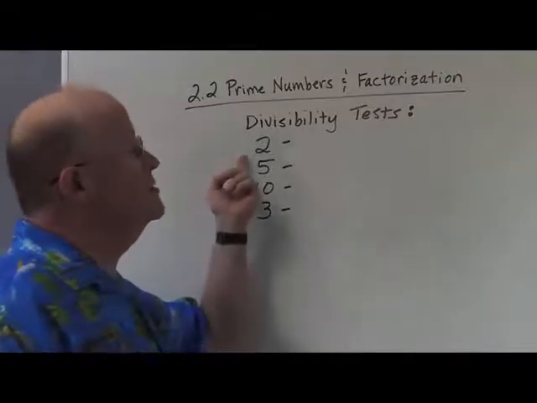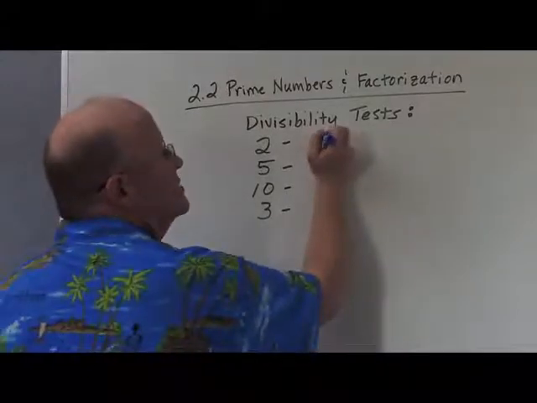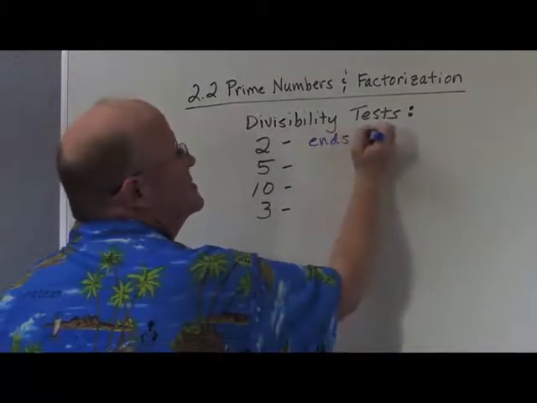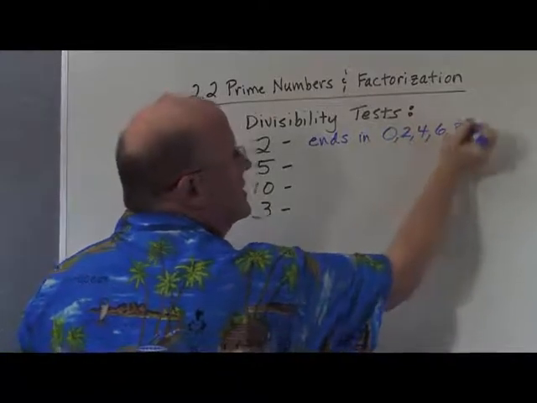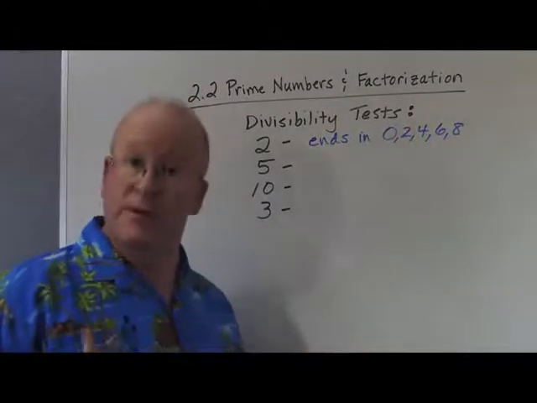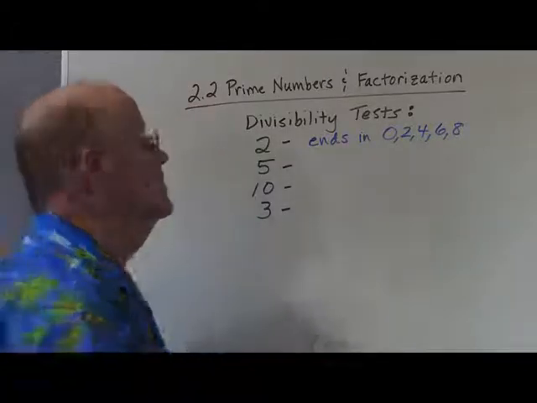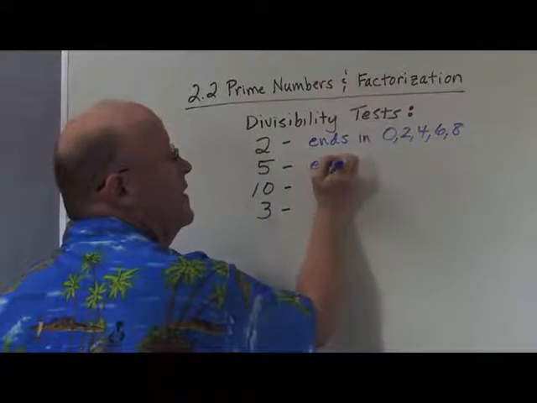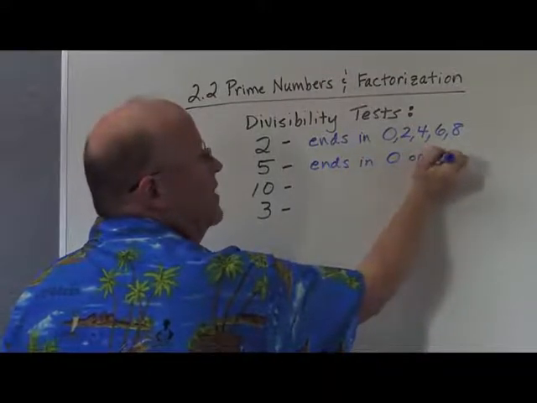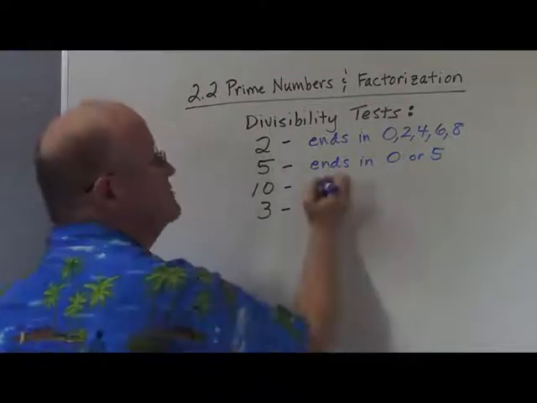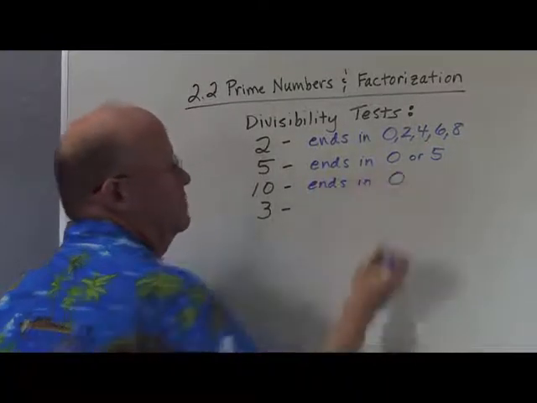First off, if we want to determine if a number is even, basically we want to know if it ends in 0, 2, 4, 6, or 8. You might say, is this number even? If a number is even, then 2 divides into it. A number is divisible by 5 if it ends in a 0 or a 5. A number is divisible by 10 if it ends in a 0.